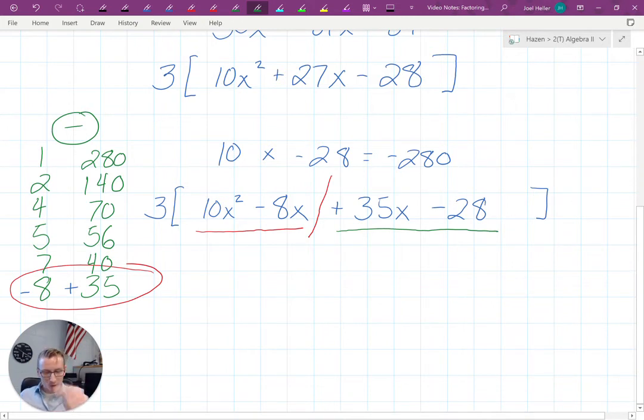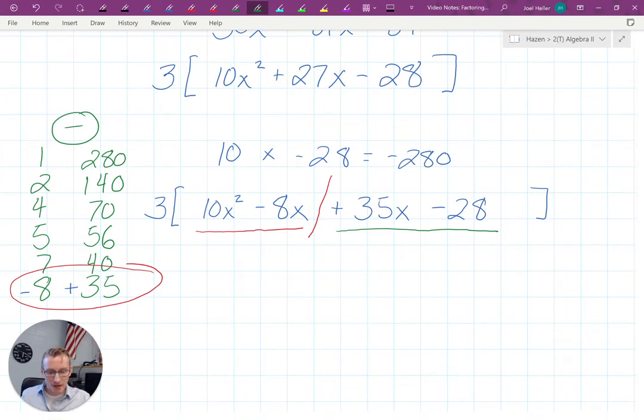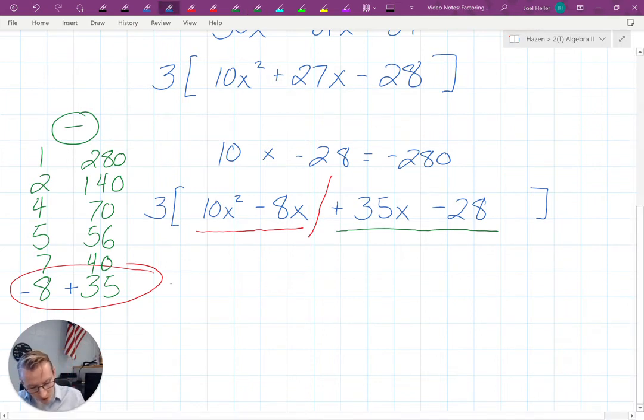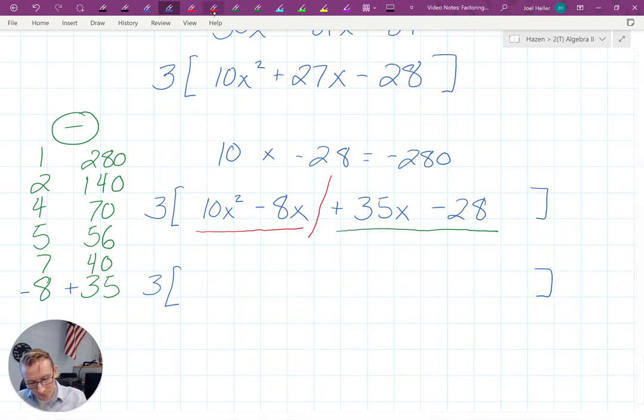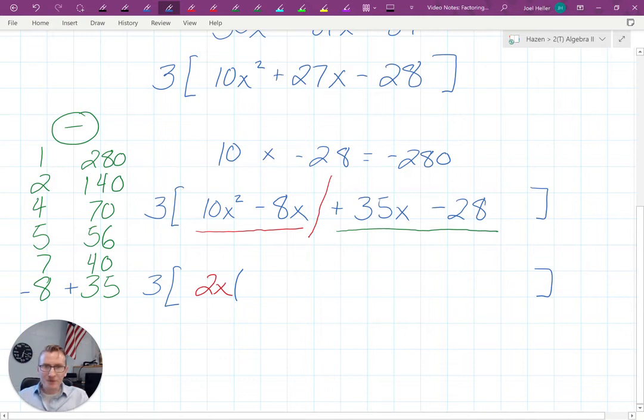So let's take a look at that red side, the 10x squared minus 8x. The greatest common factor here of 10x and 8x is going to be 2x. I'm going to factor that 2x out of the 10x squared minus 8x. So that's going to be 5x minus 4.